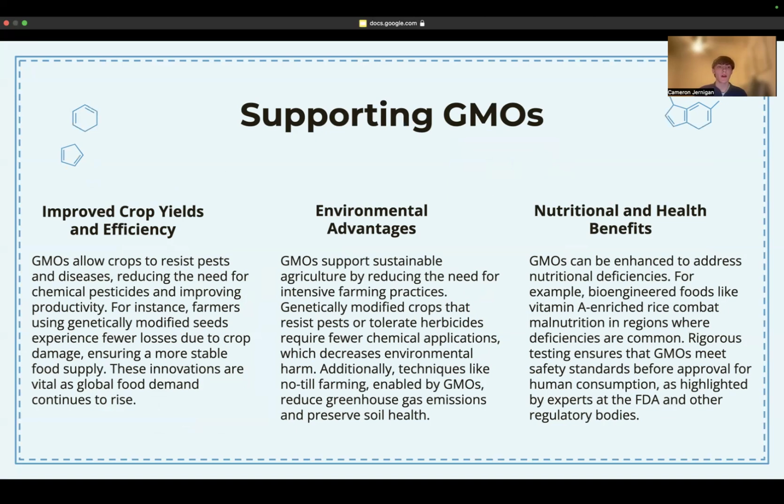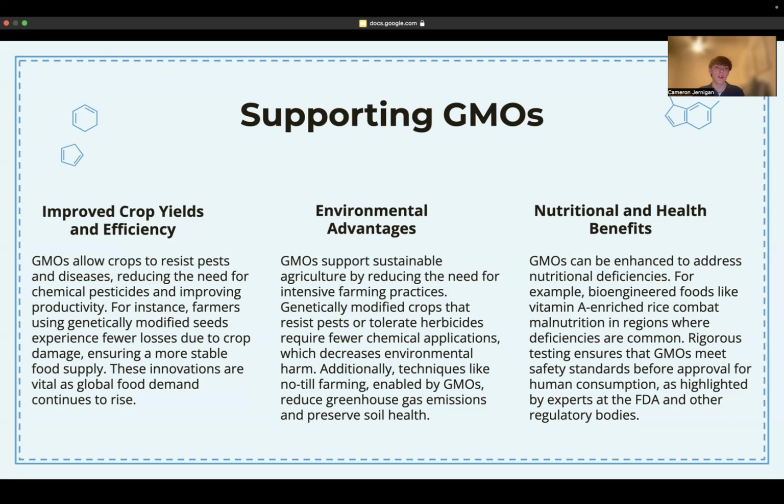They do this by allowing crops to resist pests and diseases, which reduces the need for chemical pesticides. For example, farmers using genetically modified seeds experience fewer losses due to crop damage, and this ensures a more stable food supply for the growing population that the world has.